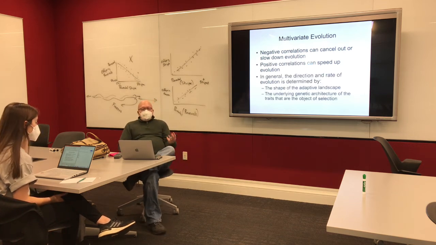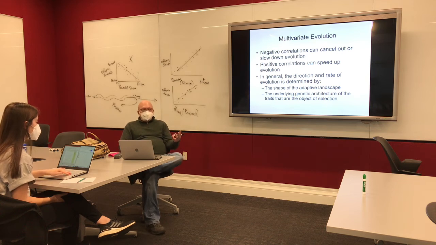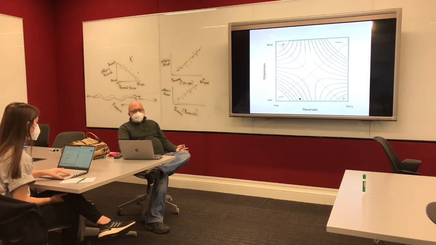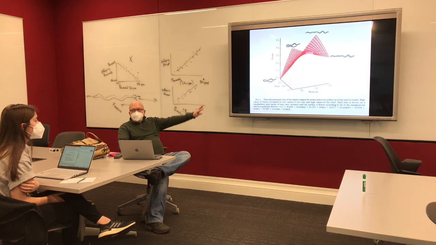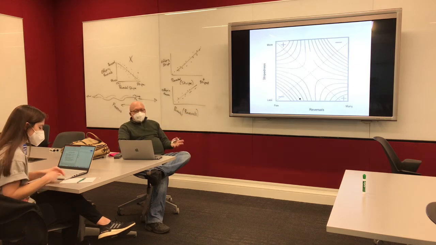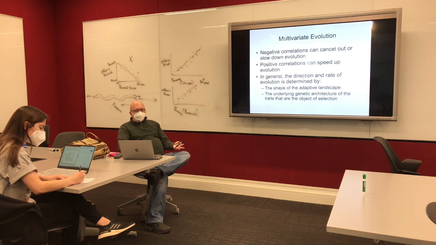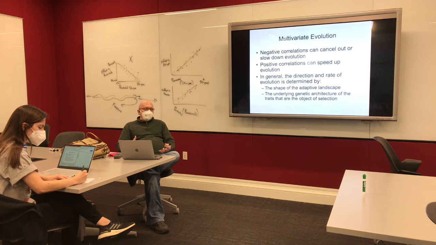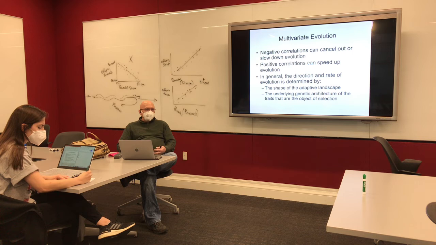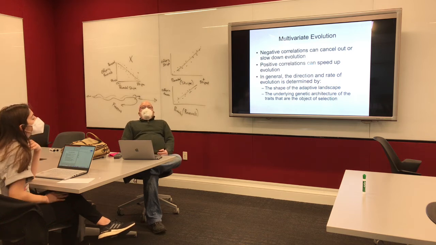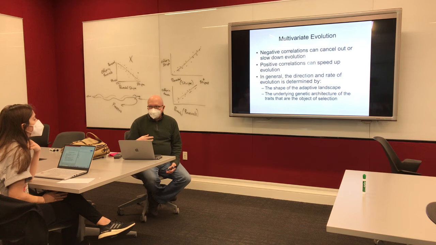So the direction and rate of evolution is ultimately determined by the shape of the adaptive landscape, who survives and who doesn't. But it's also determined by this genetic architecture of the traits that are involved in evolution. If you have these negative genetic correlations, then evolution in general is going to either be slower than it would be otherwise, or it may even go in directions that you don't expect if you just look at the trait by itself. And this is one of the challenges of dealing with complex traits like behavior.